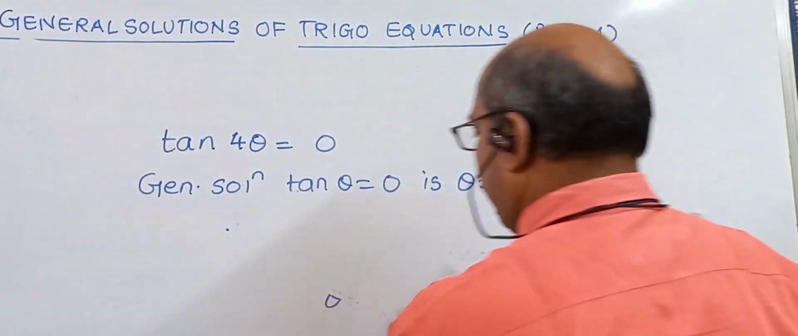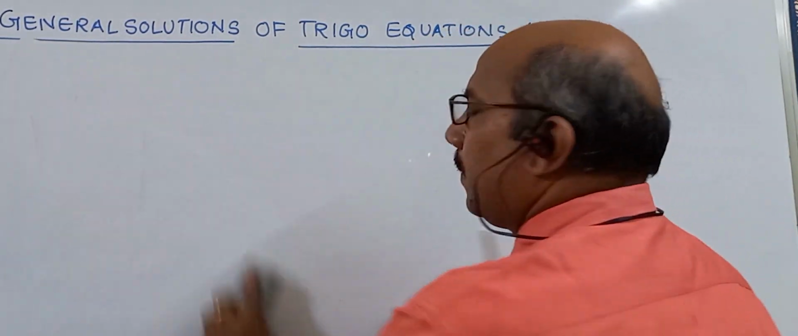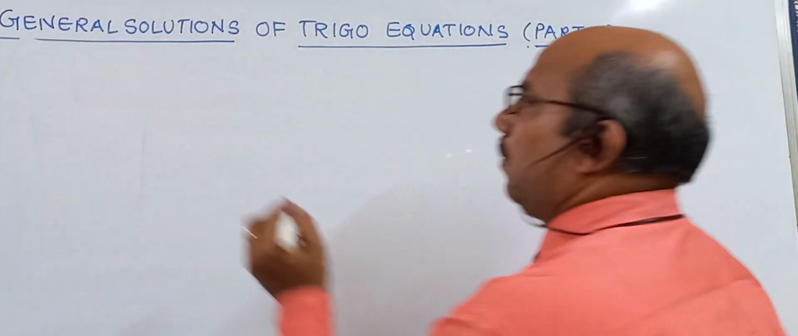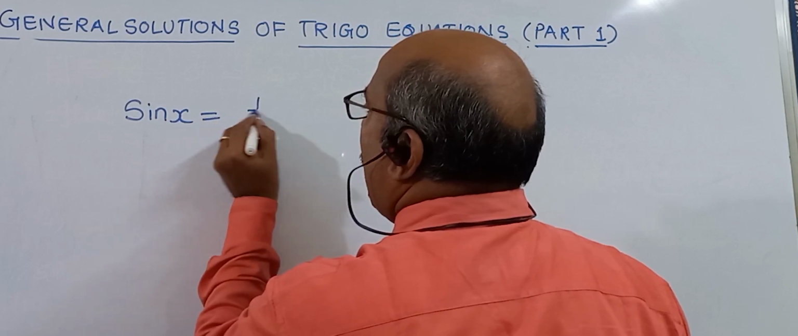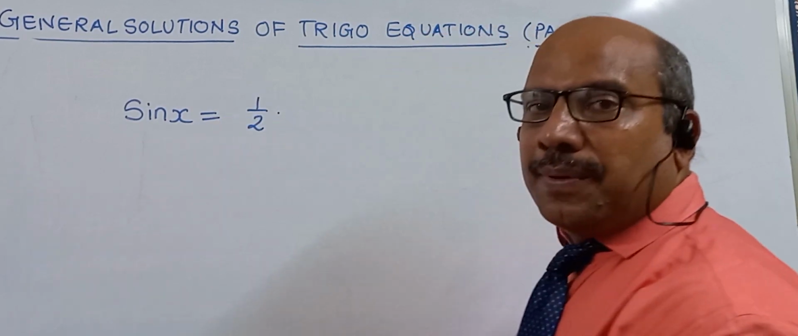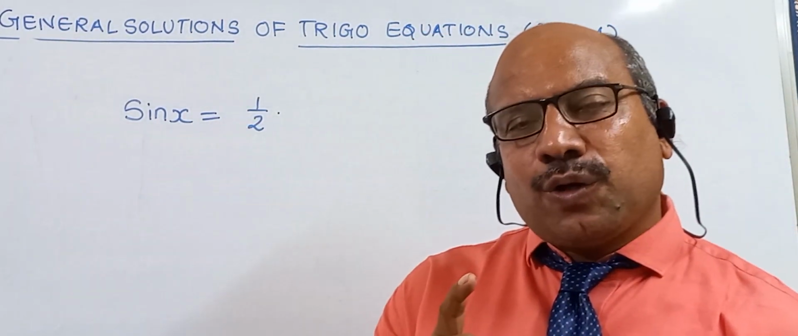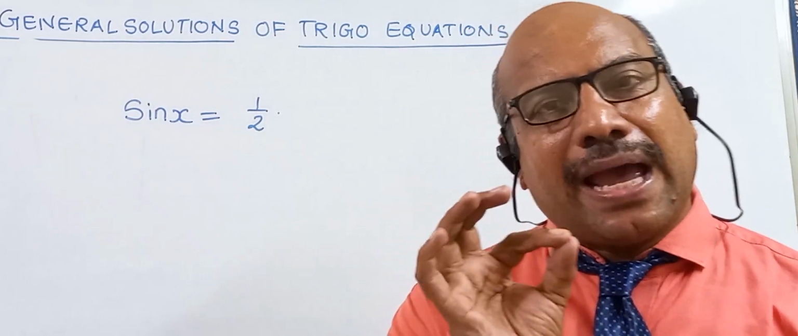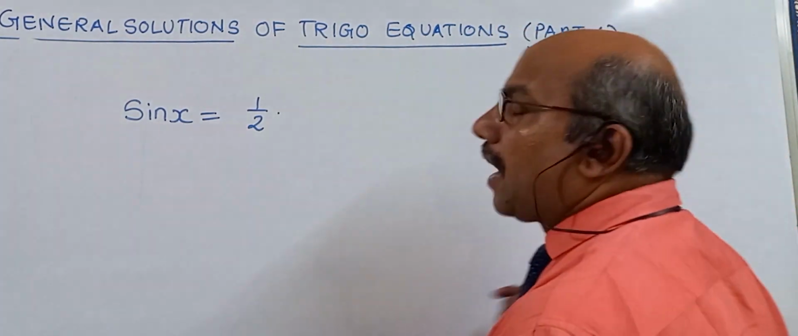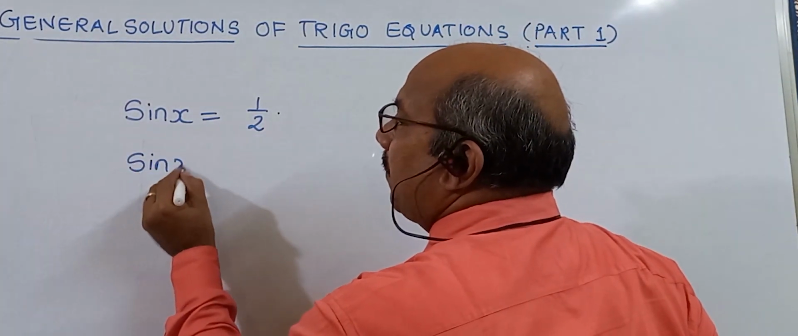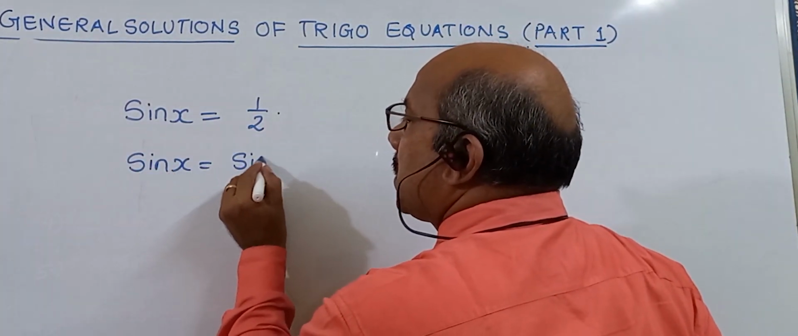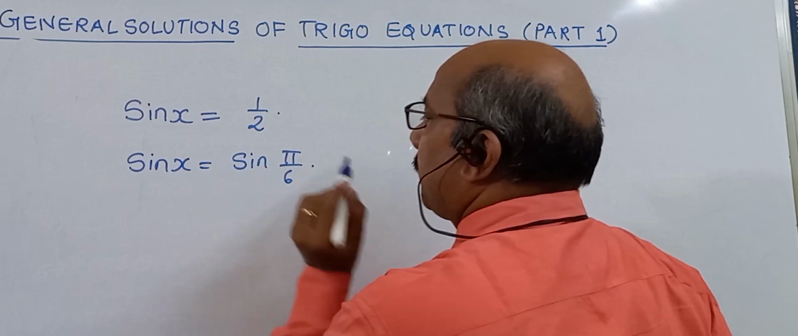Now, other ones. Sin x equal to half. Find the general solution. Principal solution I have taught you, well explained in my previous video. Sin x equal to half, general solution. So, look, the right hand side value is always sine of something. That is pi by 6.